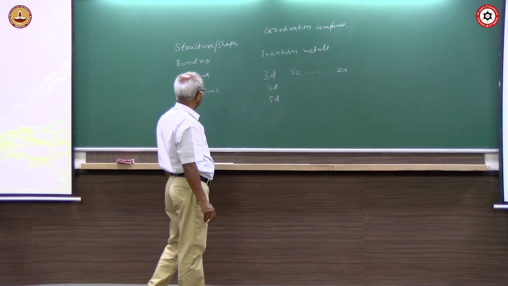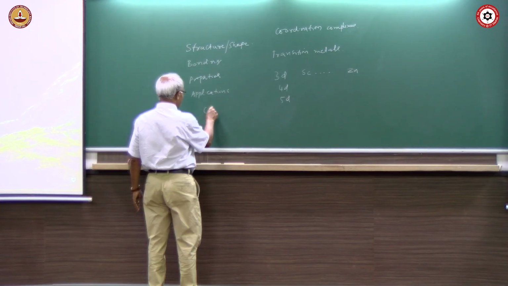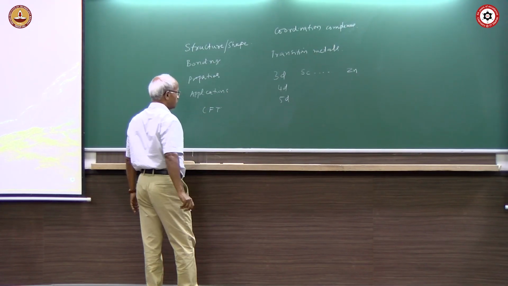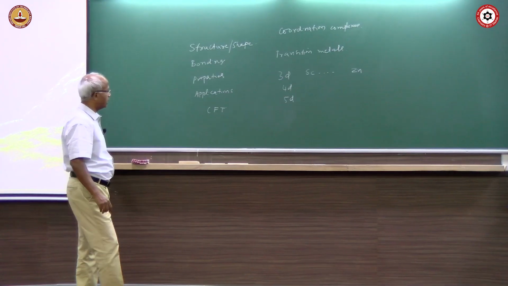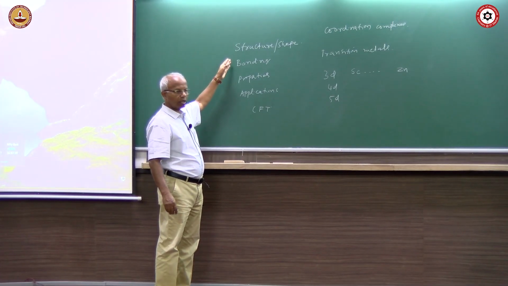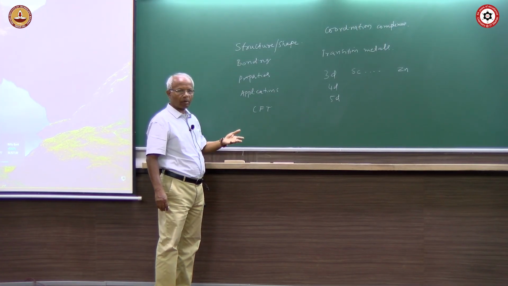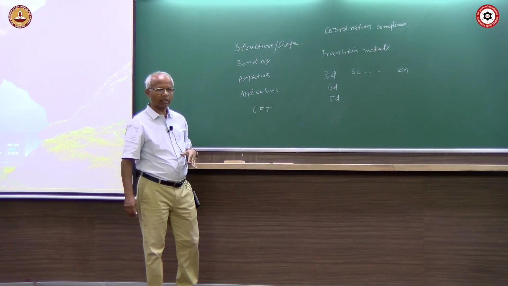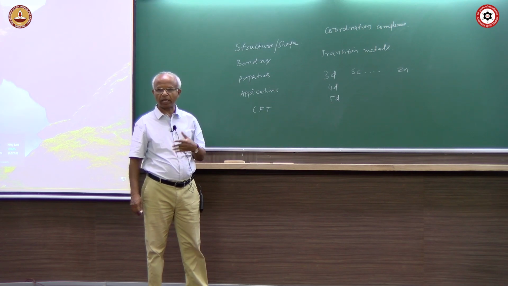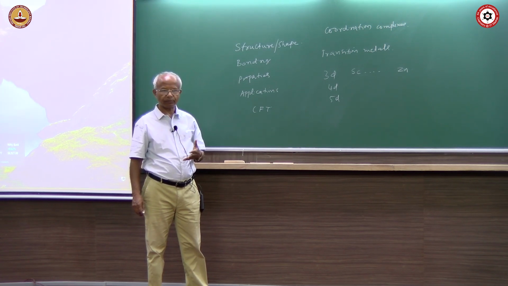So I told you we were talking about the crystal field theory, which explains most of the properties, the structure, shape, bonding, and then properties. What are the properties that we talked about? Whether they are paramagnetic, diamagnetic, colored or not.